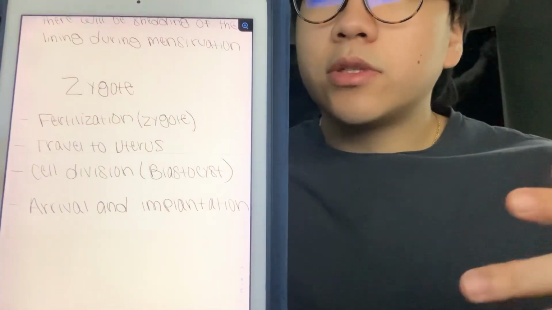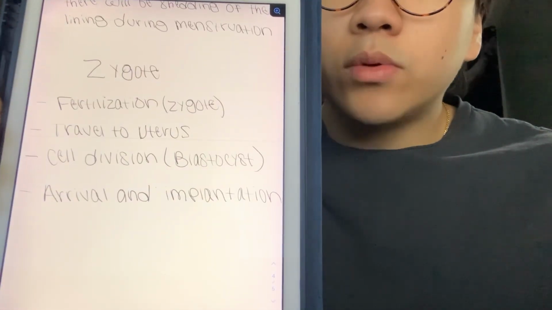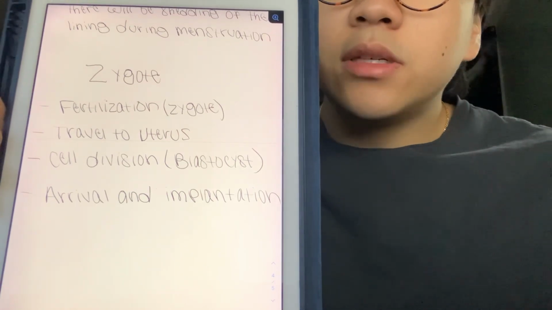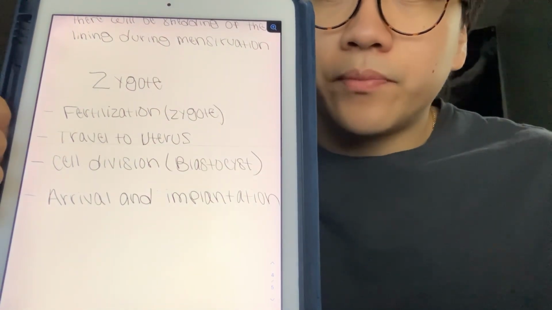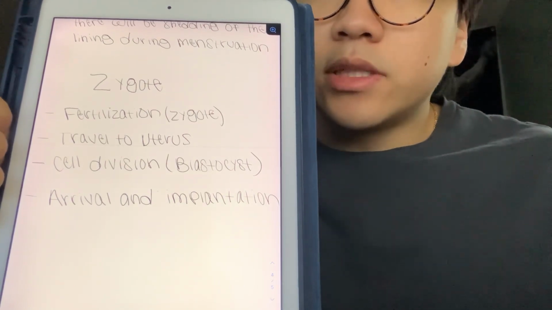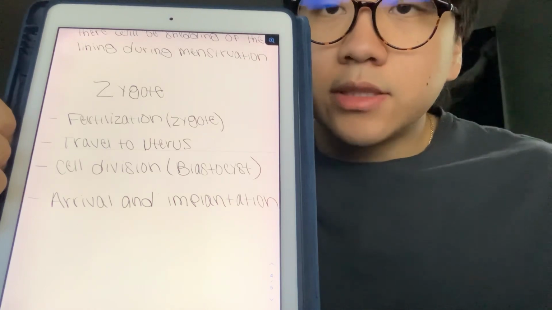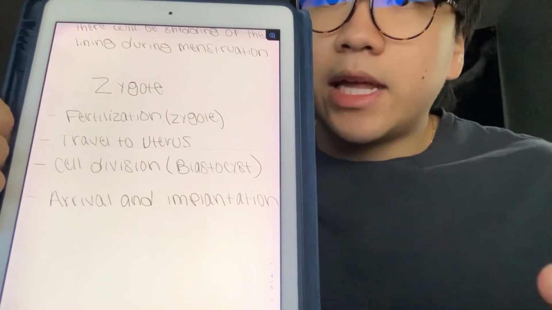And as it travels from the fallopian tubes to the uterus, the cells from the zygote will start to divide and become bigger. Eventually, through all this cell division, a blastocyst will form. And this blastocyst will travel to the uterus, and once it arrives at the uterus, it's going to implant on the wall of the endometrium. And this will indicate the end of the menstrual cycle.